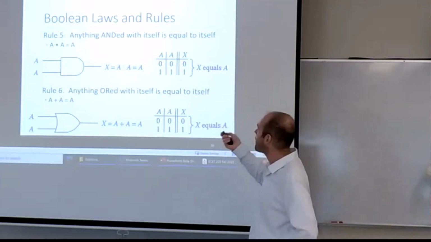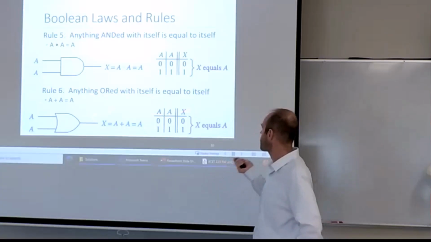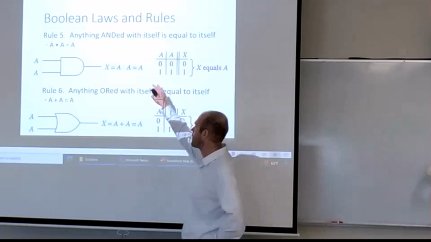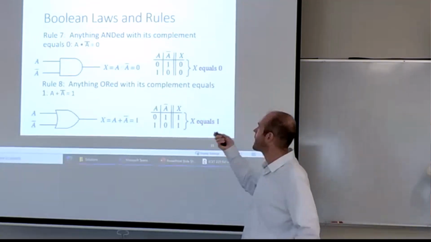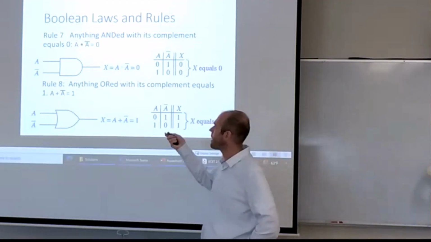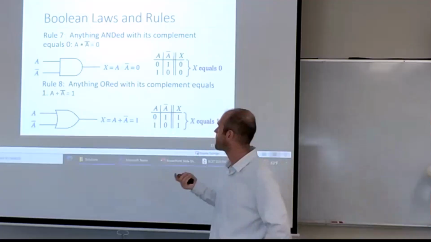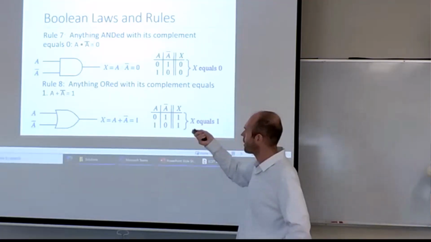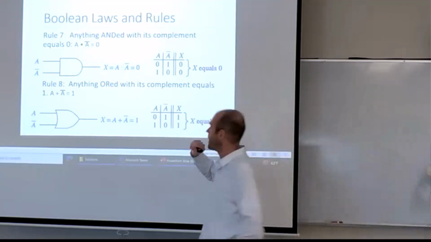Anything ANDed with itself is equal to itself. Anything ORed with itself is equal to itself. So we'll have that ability to reduce equations. Anything ANDed with its complement equals 0. This may be a new type of symbol we haven't talked about yet much, although it's, I think, appeared a few times. The bar over a letter is the invert operator for algebra.